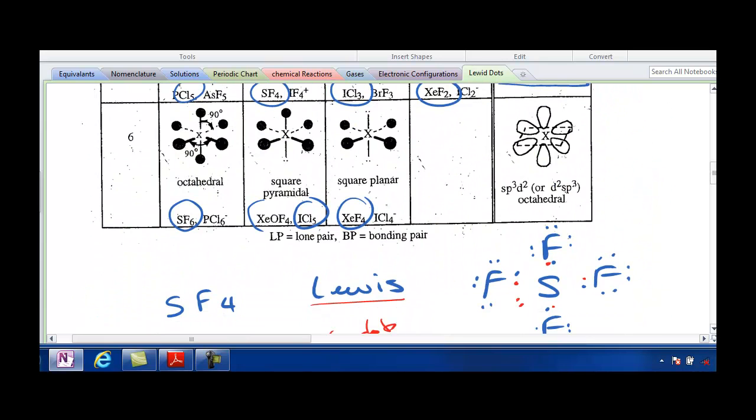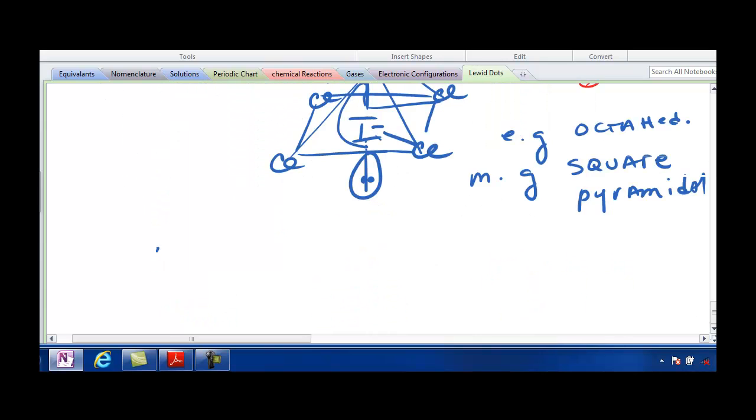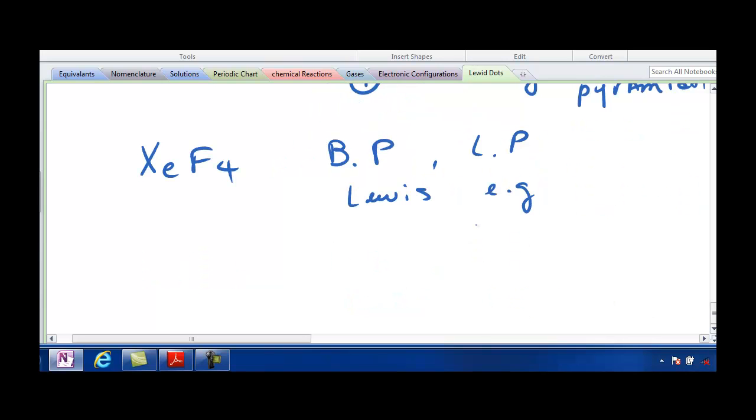And we walk through XeF4. XeF4. And again, your question could be, how many bonding pairs? Or how many lone pairs? Or what's the Lewis structure? Or what is the electronic geometry? Or what is the molecular geometry? Or what's the polarity of this molecule? That's coming. I'm going to go back to the first one and talk about polarity. So we're going to add one more layer.